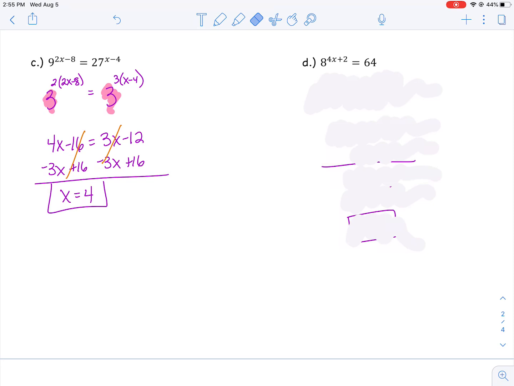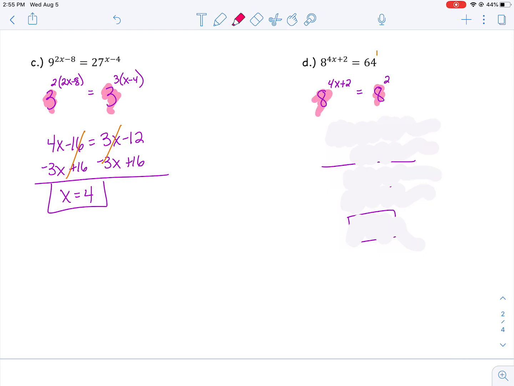All right, let's look at D. I notice that the base on the left side is 8, but the base on my right side is a 64. And so I want to get them to be the same base. Well, hey, I know that 8 squared is really the same thing as 64, isn't it? So I can take that 64, I can change it to an 8 squared. I haven't changed my problem at all. I've just written it in a different form.